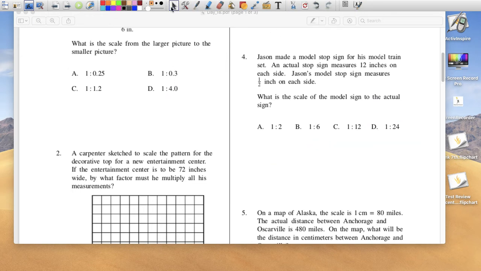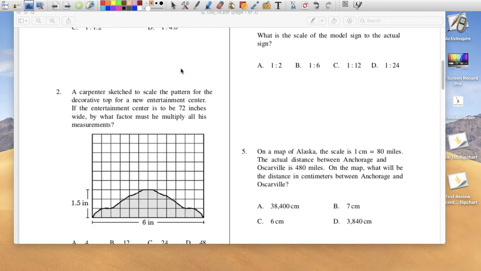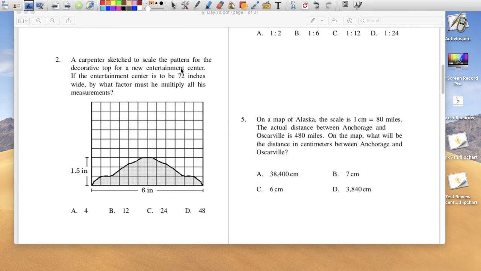Number 2, a carpenter sketched the scale pattern for the top for a new entertainment center. The entertainment center is said to be 72 inches wide. By what factor must he multiply all his measurements? So this is obviously the drawing, but in real life, this is going to be 72 inches.